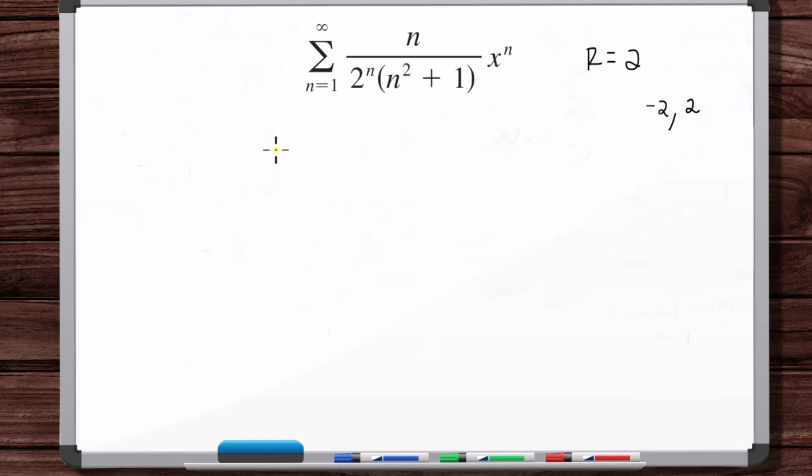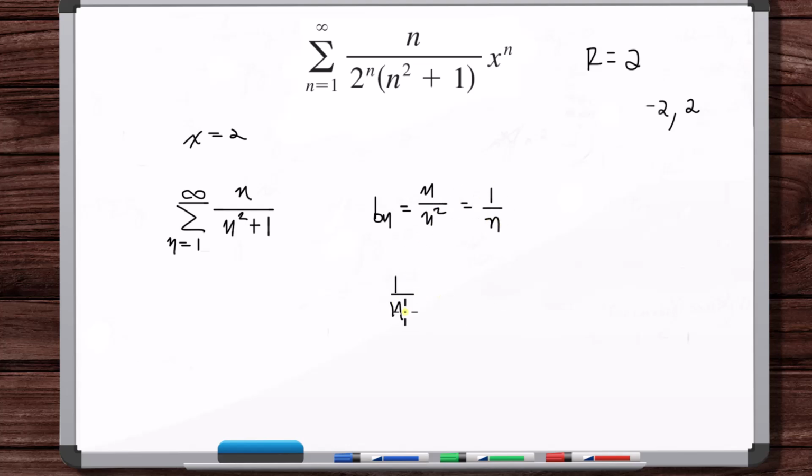Okay. When x is equal to 2, what do we have? So 2 to the n over 2 to the n, so we're just left with this. Okay, the test for divergence isn't going to work. This limit goes to 0. We can do a comparison test. So the b sub n we'll bring in is n over n squared.